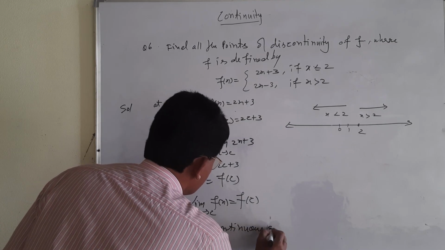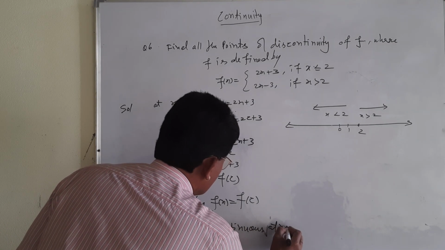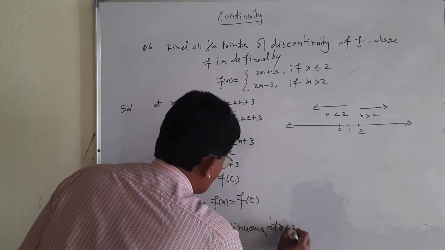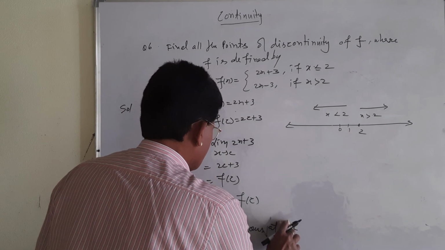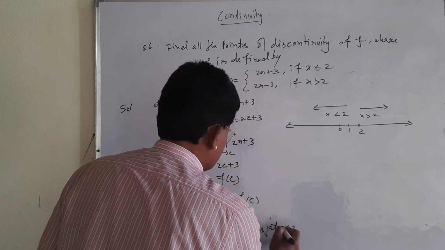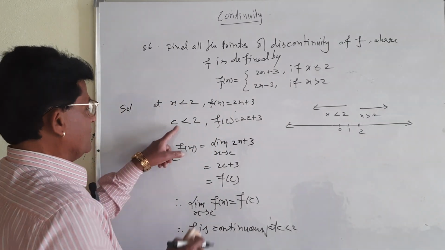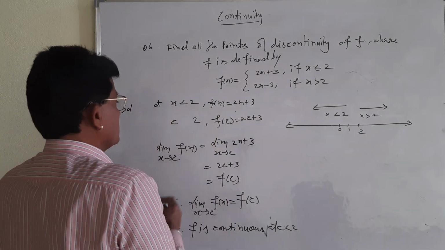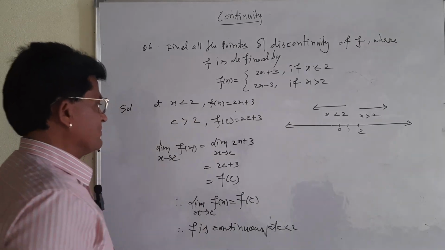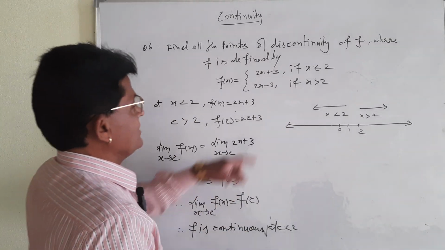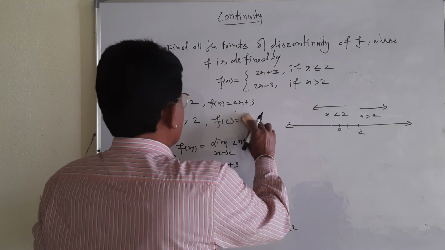Continuous at what point? Less than 2. c is less than 2. I will check if c is greater than 2. Same thing, similar kind of thing. Then if it is greater than 2, what will be the function?